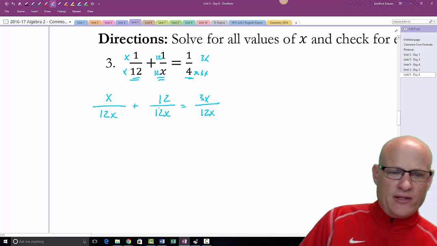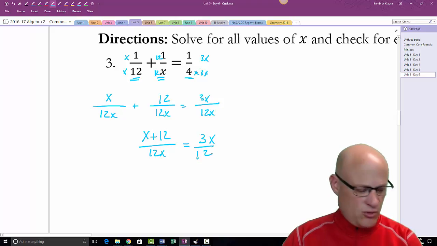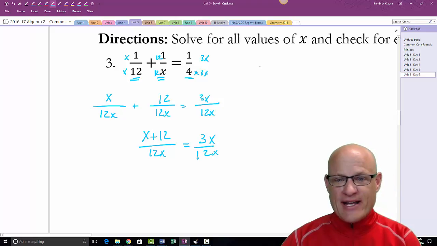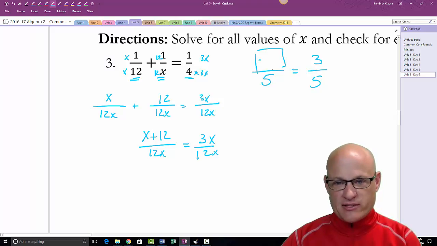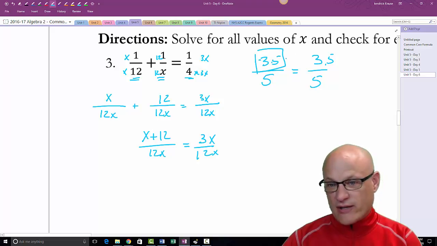All right, so let me put these together. So I get x plus 12 over 12x equals 3x over 12x. All right, so let me ask you a question. If I had nothing over 5 equals 3 over 5, and I said make them equal, what would you tell me this had to be? A 3? What if I said it was a 3.5? Would you say this has to be a 3.5? So as long as the numerators are equal, the two fractions are equal, right?